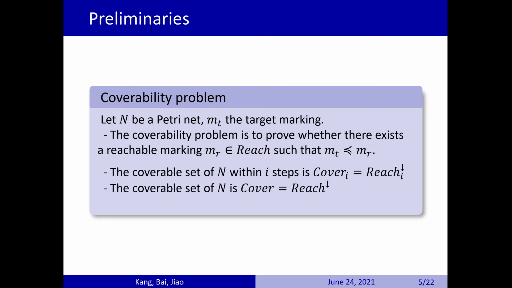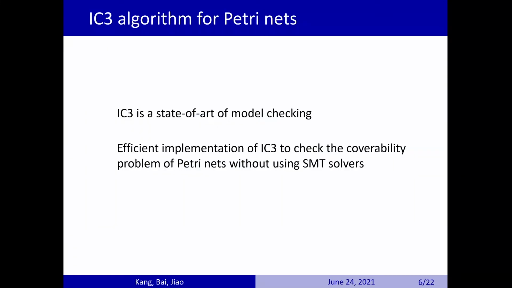According to the definition of coverable, here is the definition of the coverable set. The coverable set of a Petri net within i steps is Cover(i), which is the downward closure of Reach(i). The whole coverable set is the downward closure of the set of all reachable markings. There are many state-of-the-art methods to solve this problem. IC3 is one of them. There exists an efficient implementation of IC3 to check the coverability problem of Petri nets without using SMT solvers.